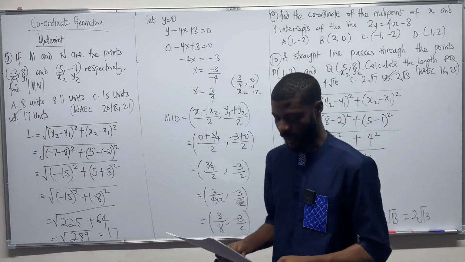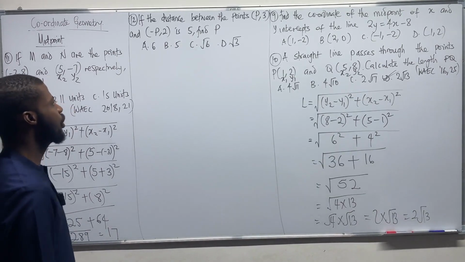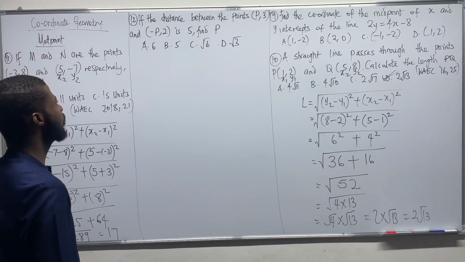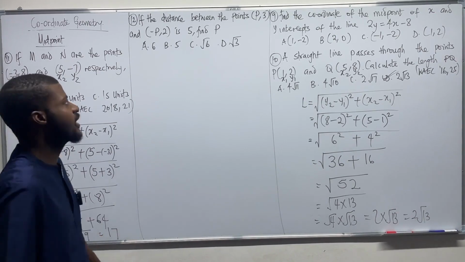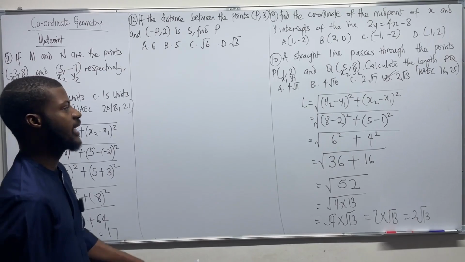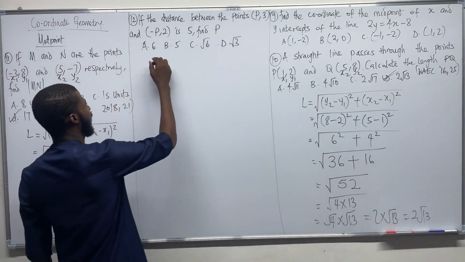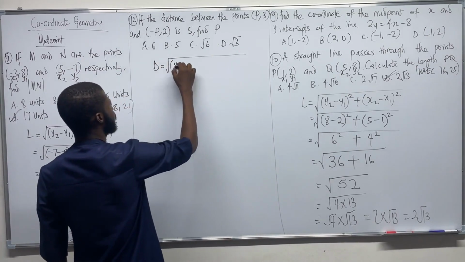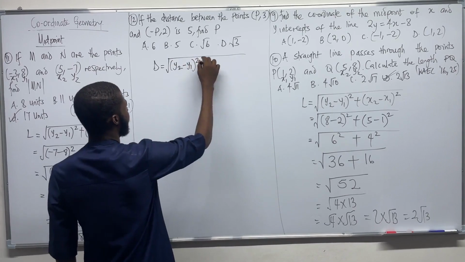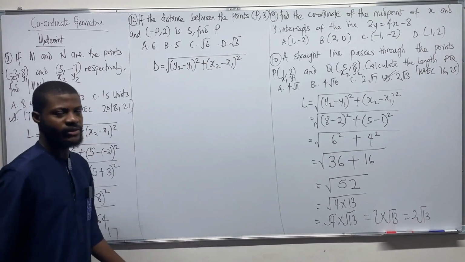Let's move to number 12. The next question. Question 12. If the distance between the points P, 3 and minus P, 2 is 5, you're asked to find the value of P. So that's what we have. Remember that the formula stays the same. Distance between 2 points and the length of a line has the same formula. So the length of a line, or the distance between 2 points, is y2 minus y1 all squared plus x2 minus x1 all squared. So that's what we have.